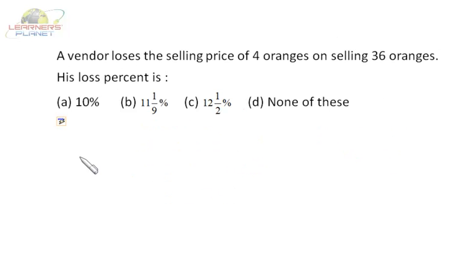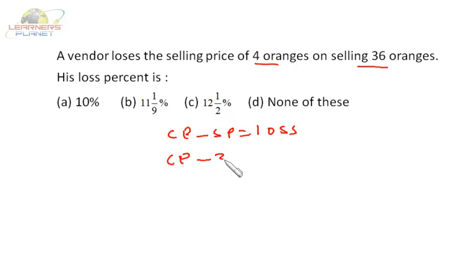Now let's take a similar problem, so your concept is cleared once for all. The vendor loses the selling price of 4 oranges on selling 36 oranges. Find his loss percentage. In this case, we are provided both the data in terms of selling price. Now let's assume the selling price to be X. Since there is a loss, CP minus SP is equal to loss. Now selling price of 36 oranges will be 36x. If the selling price of one orange is x, then for 36 it will be 36x.